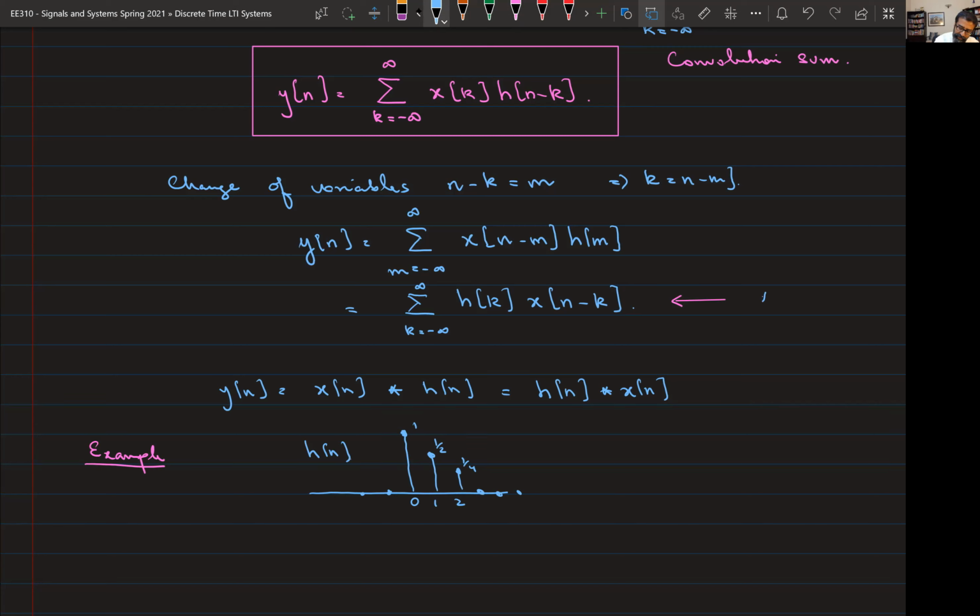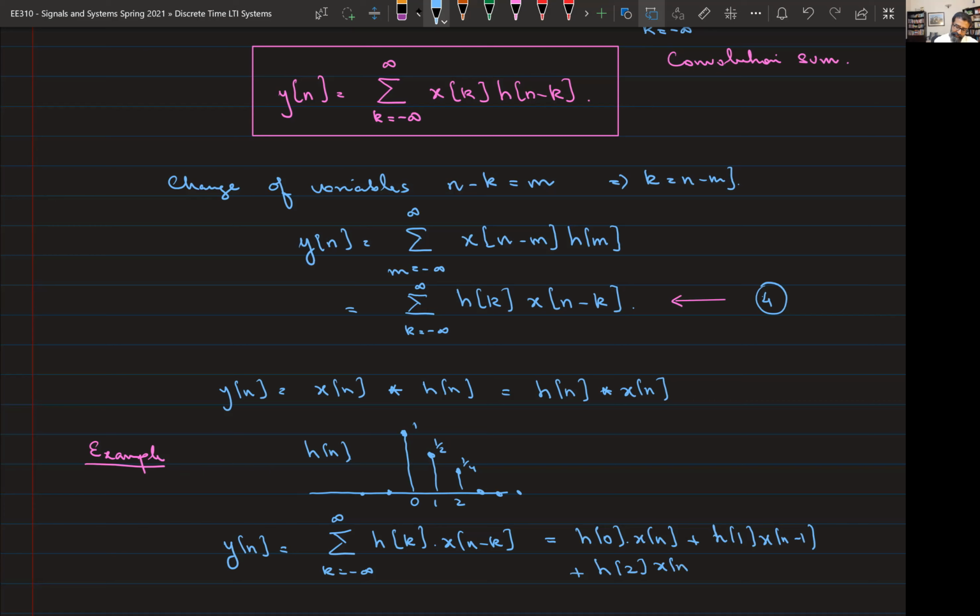So if I just look at equation number 4 and plug this in, I see that y of n is equal to summation k going from minus infinity to plus infinity h of k times x of n minus k, right? But I see that h of k is non-zero only for 3 values of k, and that's 0, and that's 1, and that's 2, right? So this is h of 0 times x of n plus h of 1 times x of n minus 1 plus h of 2 times x of n minus 2, right?